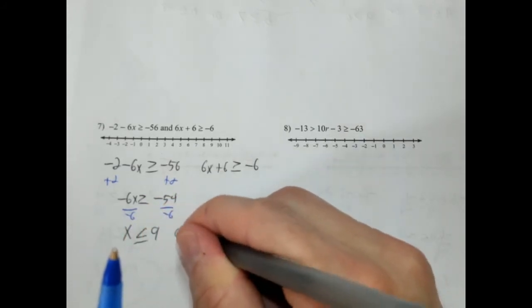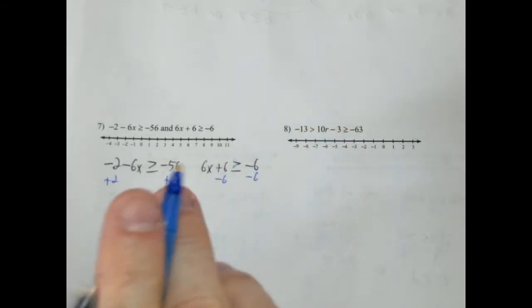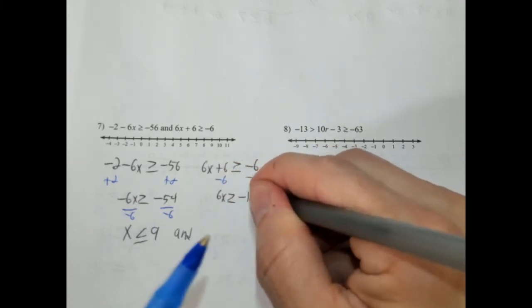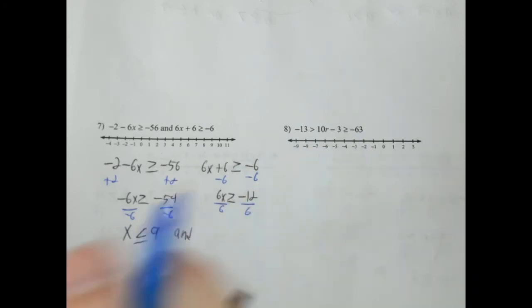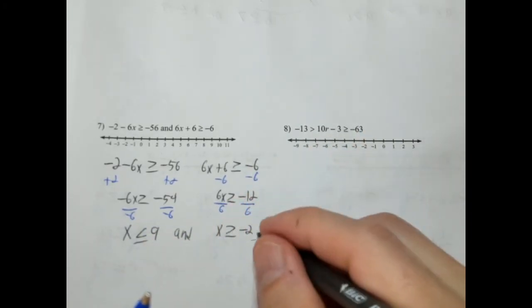And this is an AND statement. And we're going to subtract 6 from both sides. 6x is greater than or equal to negative 12, and now we're going to divide both sides by our coefficient. Okay, x is greater than or equal to negative 2.